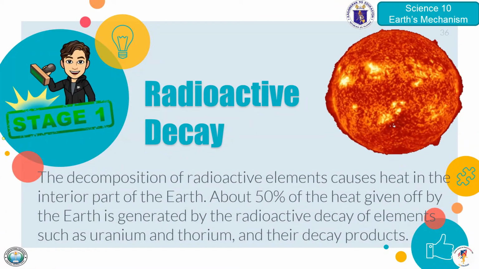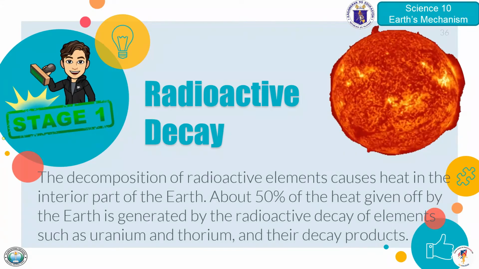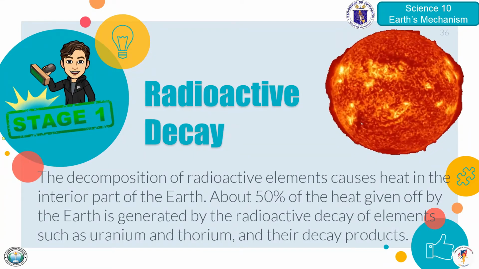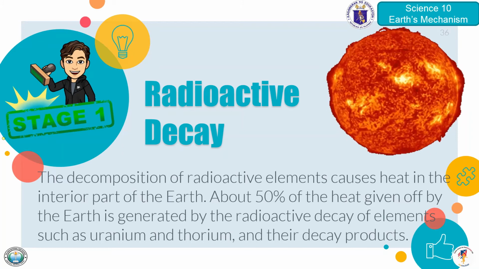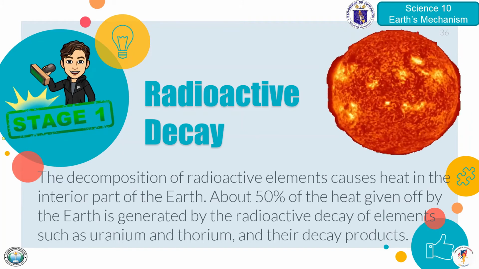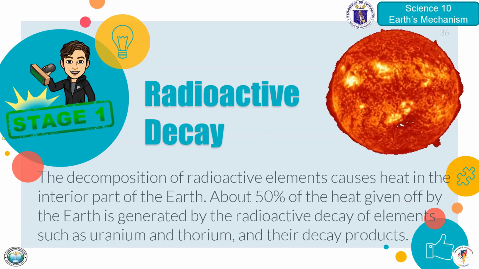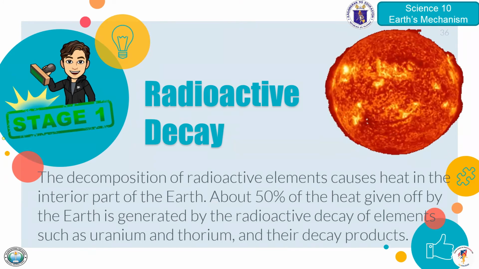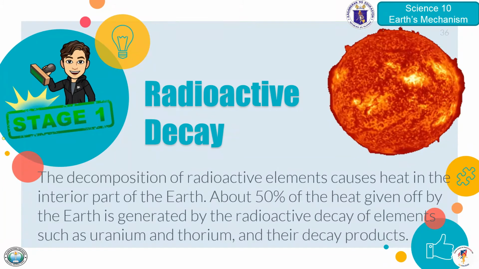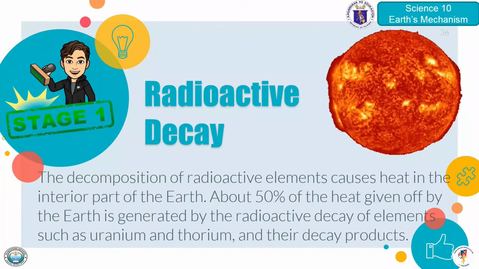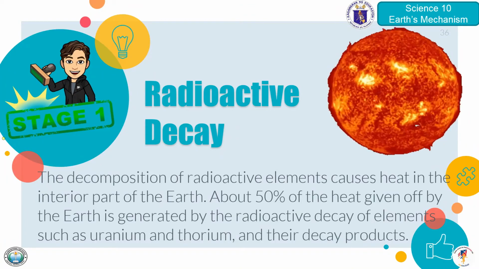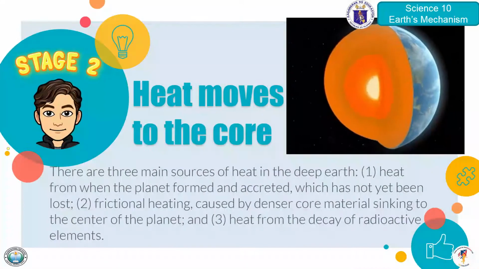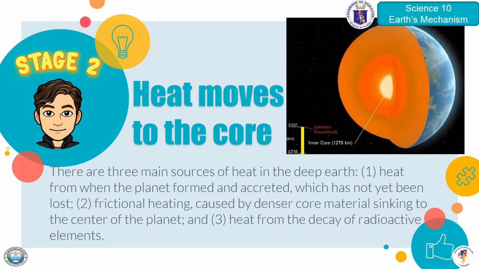The whole process starts with radioactive decay, wherein the decomposition of radioactive elements causes the heat in the interior part of the Earth. About 50% of the heat given off by the Earth is generated by the radioactive decay of elements such as uranium, thorium, and their decay products. From radioactive decay, the heat moves now to the core.